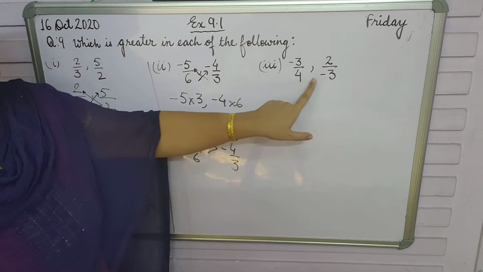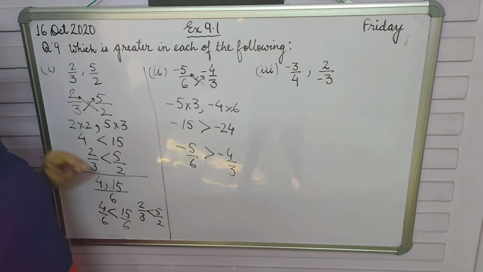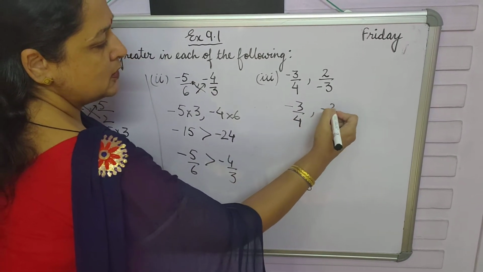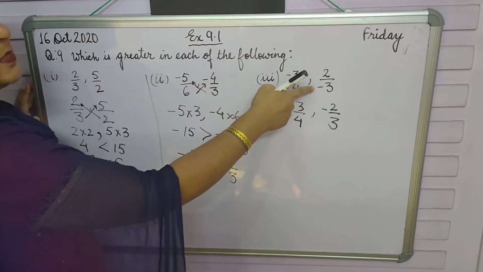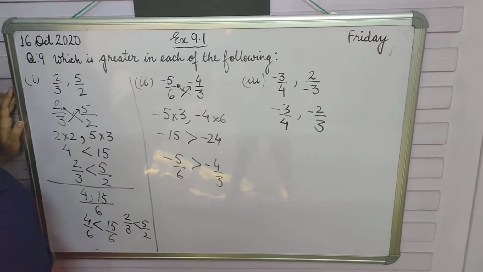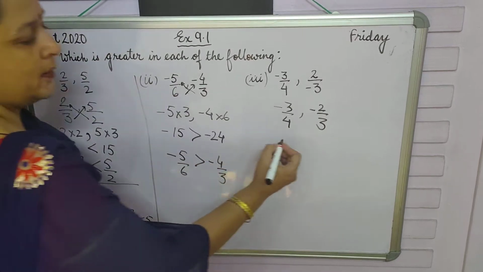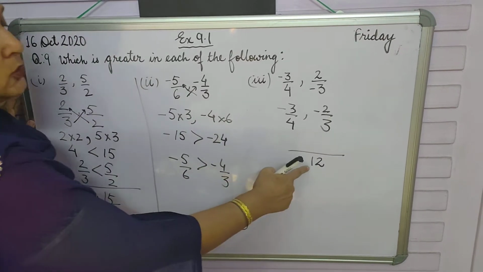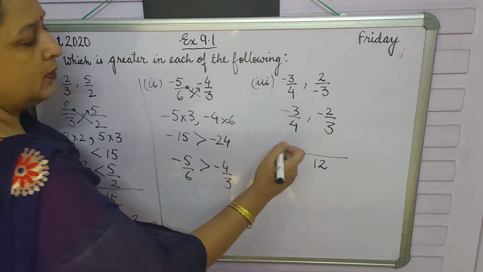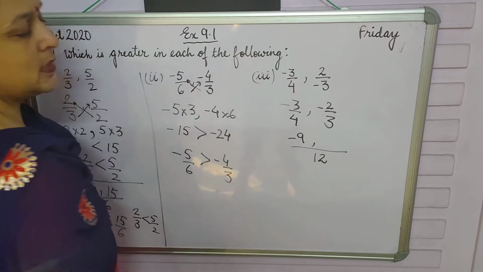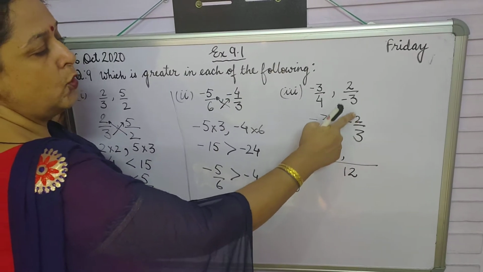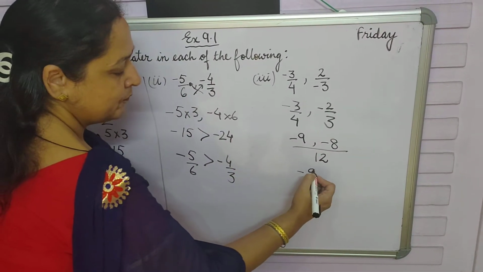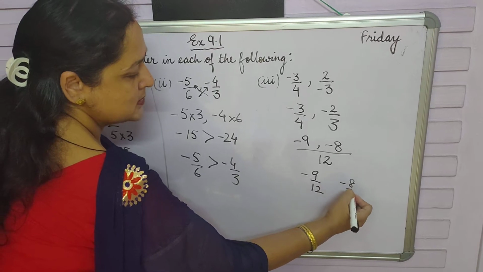See third part. Now I am doing it by making the denominator same by taking LCM. Let us write the second rational number as minus 2 by 3. Negative sign can be shifted from denominator to numerator directly. This we have discussed so many times earlier also. Now the LCM of 4 and 3 is 12. 12 divided by 4, 3. 3 into minus 3 is minus 9. 12 divided by 3 is 4 and 4 into minus 2 is minus 8. Let us separate these. Minus 9 by 12 and minus 8 by 12.